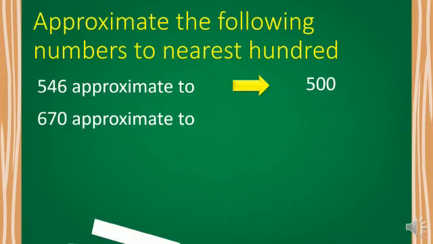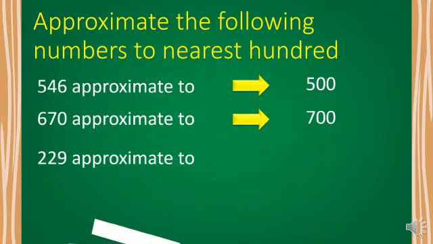670 approximates to what? Look at tens. 5 and more, add 1 more. 7 is more than 5. So we will add 1 to 100. So 670 approximates to or is nearest to 700.